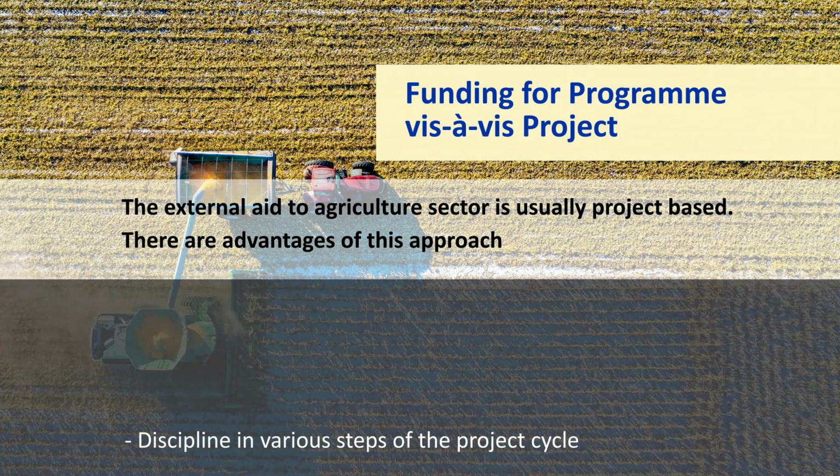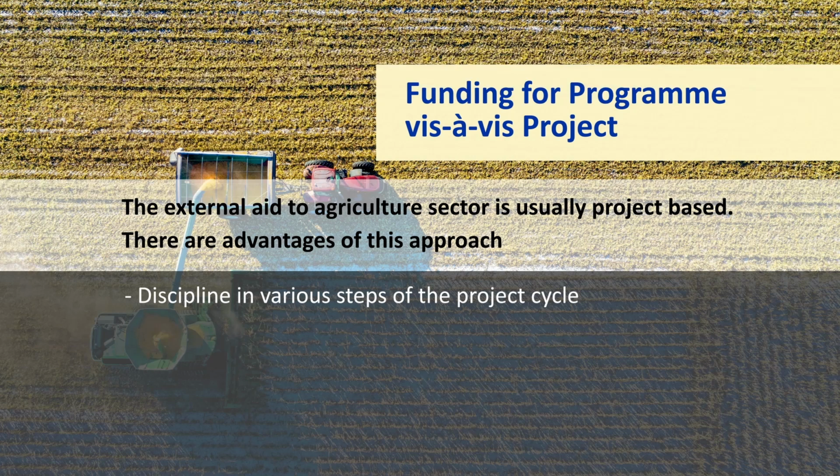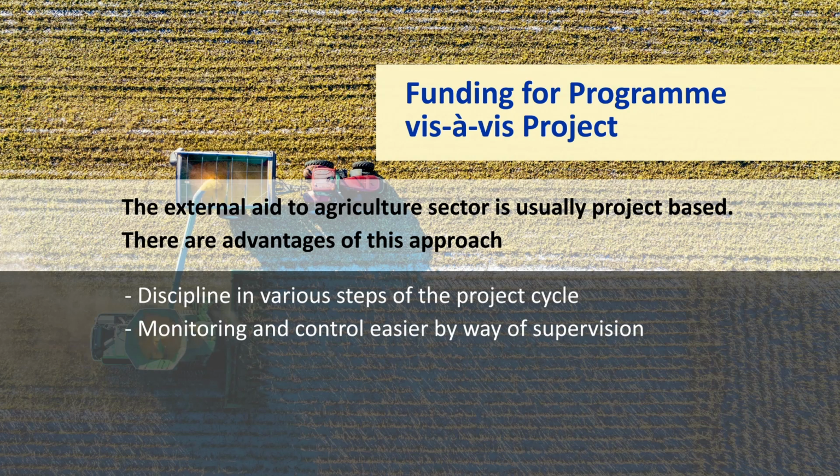Actually, there is a discipline in the various steps of the project cycle. When they provide project funding, there is complete discipline. There are different steps: project identification, project preparation, project appraisal, and then implementation, monitoring, and evaluation. For each step there are fixed time schedules and fixed resource requirements, and there is a complete chart of all the activities. So there is complete discipline when there is a project. Monitoring and control are also easy when we do a project. Supervision is easy when done in the project way.